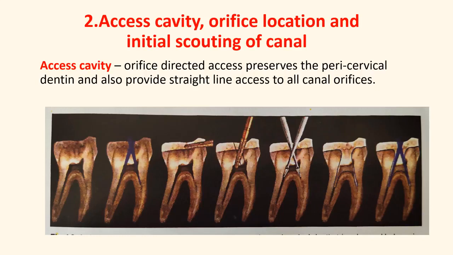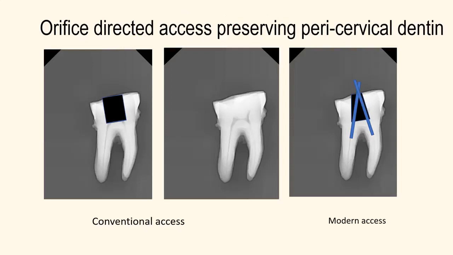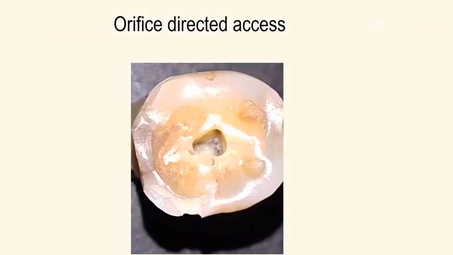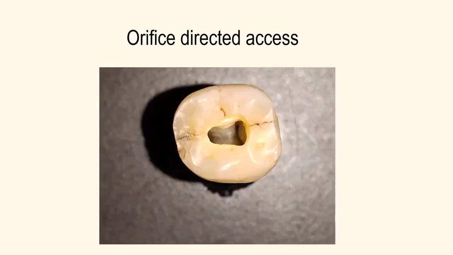Access cavity should be orifice directed. It will preserve the pericervical dentin and also provide a straight line access to all canal orifices. This is an example of the orifice directed access preserving the pericervical dentin. I know it is not possible to achieve such access in each and every case, but attempts should be made to preserve the pericervical dentin. These are a few clinical images of the access cavity.